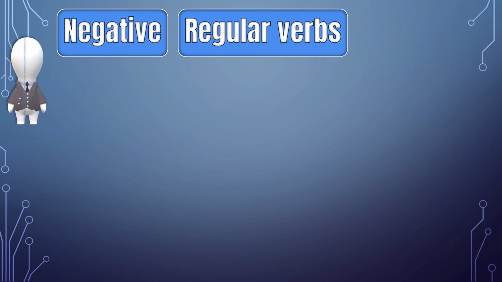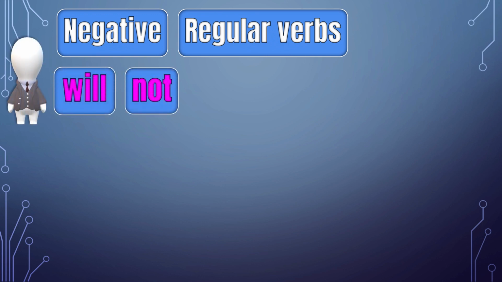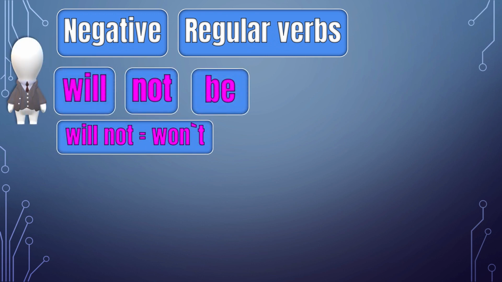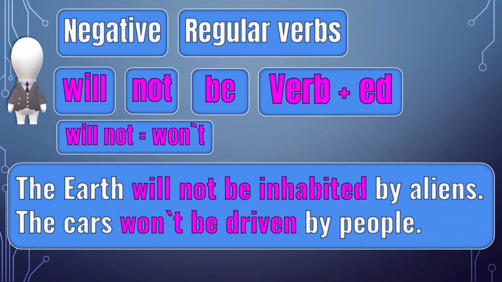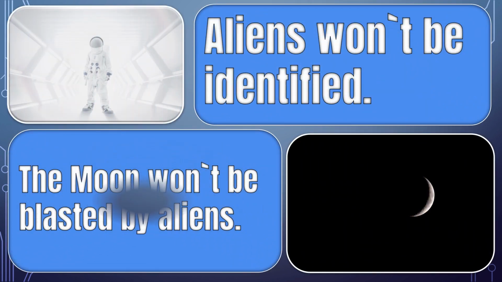To make a negative sentence, we start with a subject, add will, plus not, then be, and a verb with ed. The contraction of will not is won't. The earth will not be inhabited by aliens. The cars won't be driven by people. Aliens won't be identified. The moon won't be blasted by aliens.